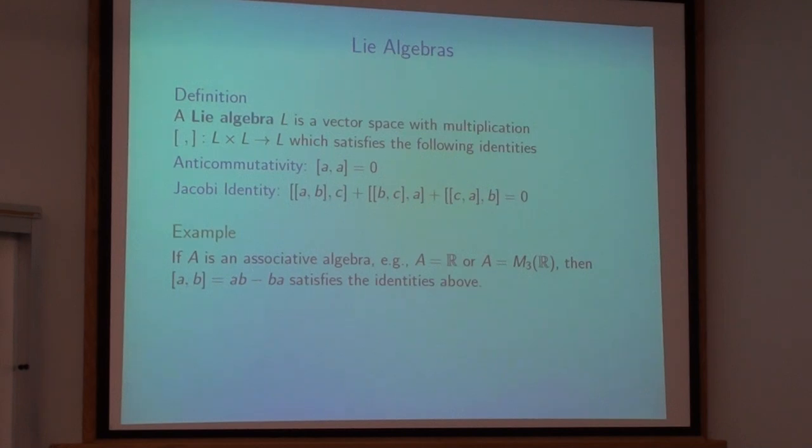One gets many examples in the following way. Start with any associative algebra. Say you can just take real numbers, or a little more interesting, 3 by 3 matrices over the reals. And then consider the bracket AB minus BA. Then it's an easy calculation to see that what you get is a Lie algebra. In fact, in some sense, any Lie algebra can be obtained in this way. More specifically, any Lie algebra can be realized inside of an associative algebra, known as the universal enveloping algebra.